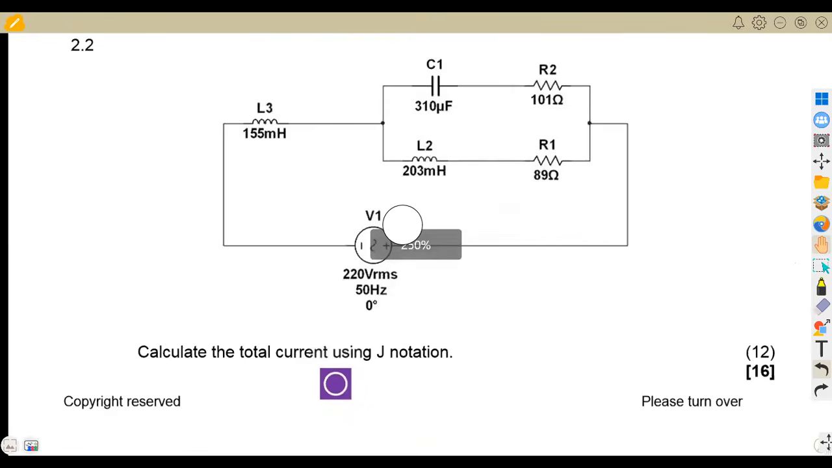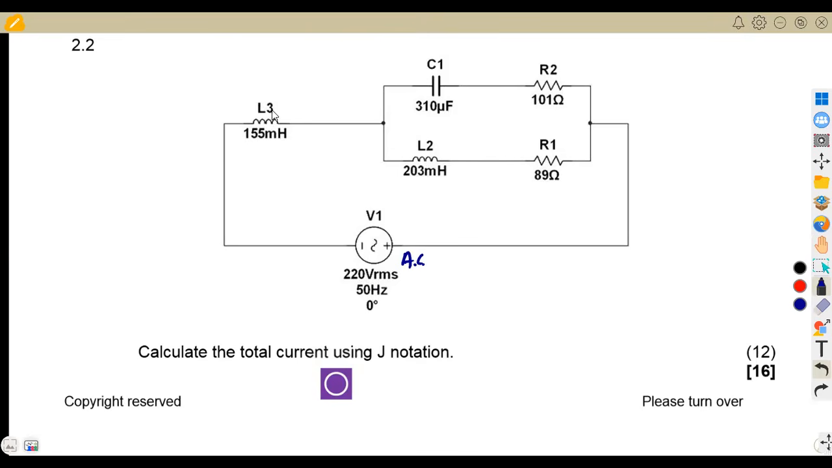We are given a circuit. From this circuit, we are asked to calculate the total current using J notation. Okay, so that's the circuit there. If you check the circuit, let's take an analysis of what we have here. We are given this is AC. Then you have 220 VRMS, which is the total voltage, 50 hertz, which is the frequency, and the phase angle of 0 degrees, okay?